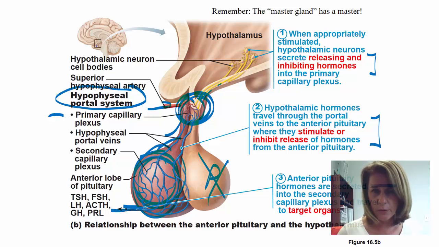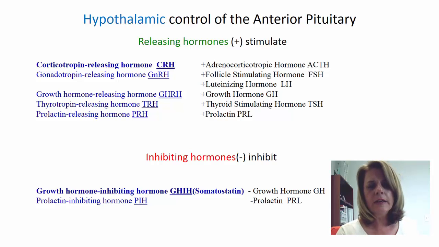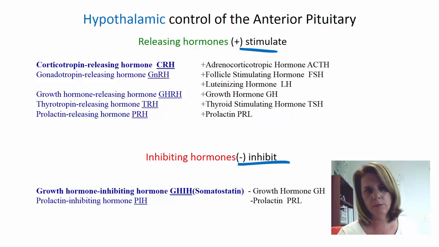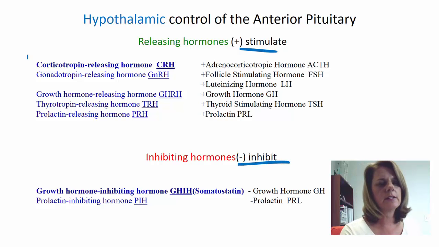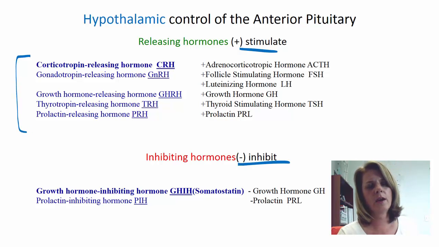Okay, I hope. So again, the hypothalamus is going to make a set of releasing hormones and inhibiting hormones. Releasing hormones cause stimulation of the anterior pituitary, and inhibiting hormones inhibit the anterior pituitary. So here is a list of your releasing hormones. You have corticotropin releasing hormone, known as CRH, and you have to learn these, okay? And I use the words and the letters interchangeably, so you've got to learn both.